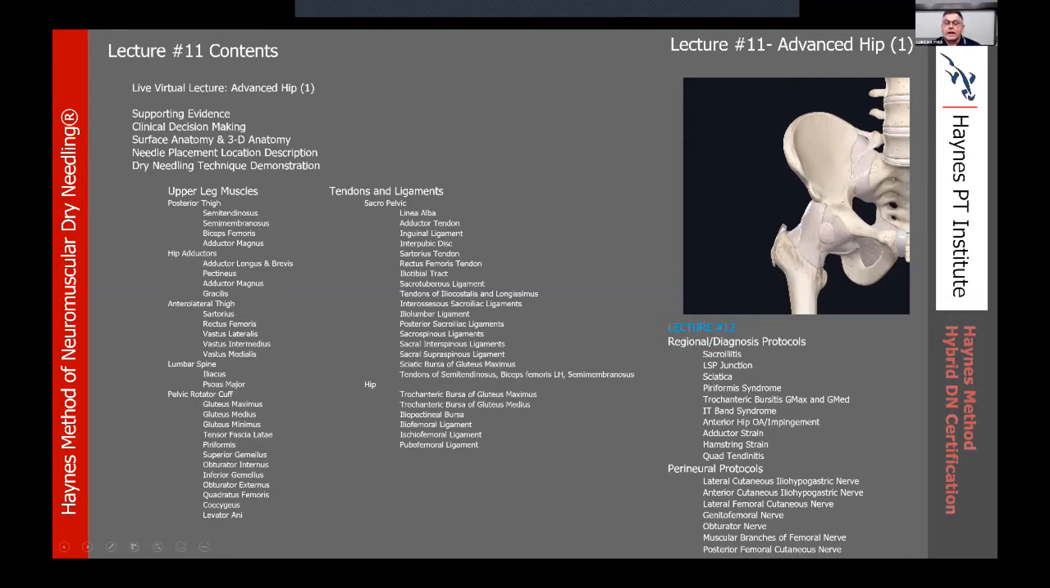As you can see off to the right, lecture 12 will be more what we cover in our next lecture 2 weeks from now. There we'll look at all of the regional diagnosis protocols and the perineural protocols. I'm covering those in a separate lecture, quite honestly, because of the hip. We'll see we do this in the knee as well, so much of what we see is from the physical therapy side. I wanted to make sure that we give plenty of attention there.